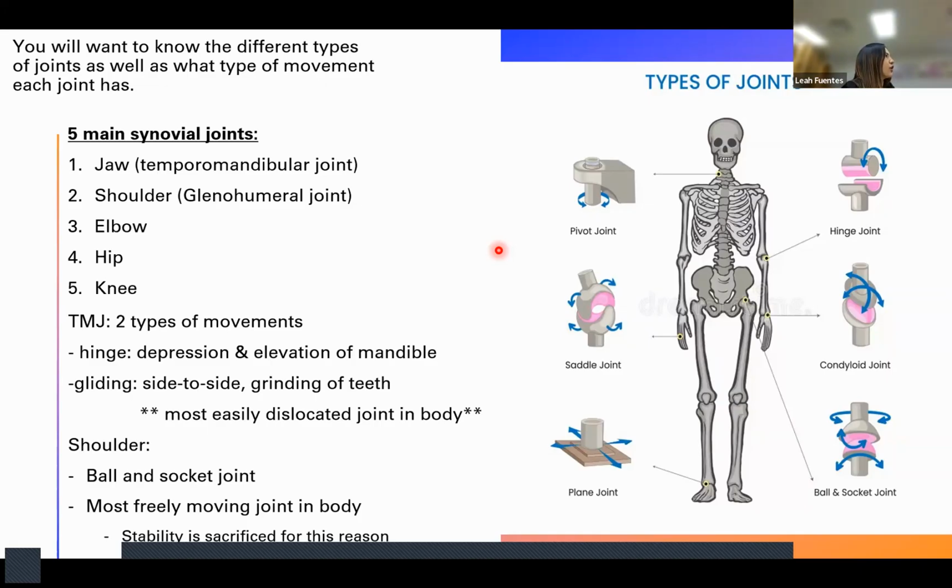So your jaw, or TMJ, has 2 types of movements. It has a hinge and gliding. And so hinge would be depression and elevation of the mandible. And then gliding would be side to side or grinding of your teeth. Another thing to know that was mentioned in class is that this is the most easily dislocated joint in the body. So that may also come up as a question on the exam.